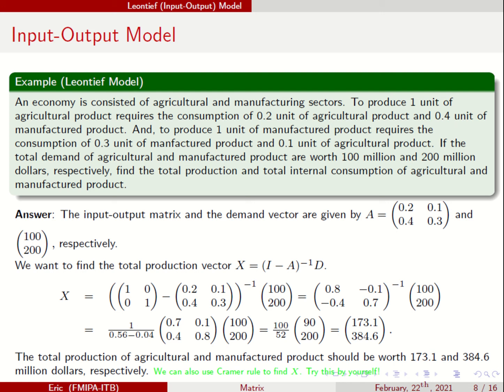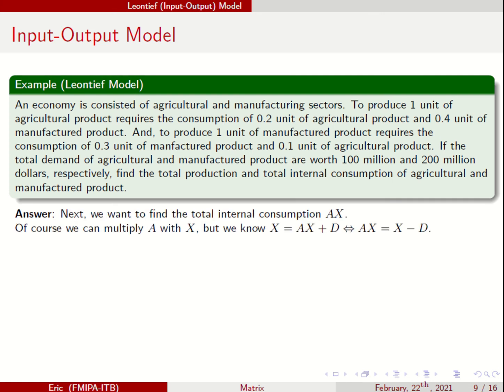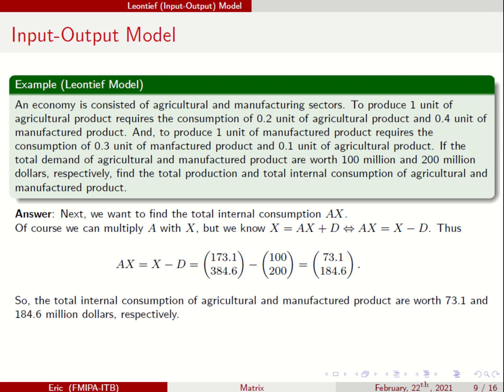And the next one, I have to know the total internal consumption. Total internal consumption, that is A times X. Of course, you can multiply A times X, but there is a better way. Don't forget, total production is the internal plus the demand. So if you want to find AX, you just have to subtract D from X, X minus D. So AX is X minus D. So by subtracting D from X, you have this one. Okay, so the total internal consumption of agriculture is this, and of manufactured is this, respectively.